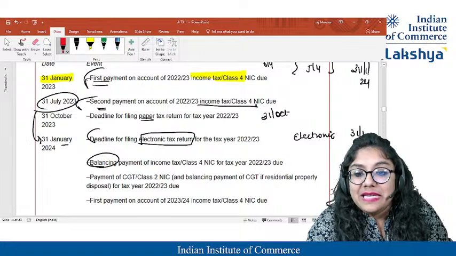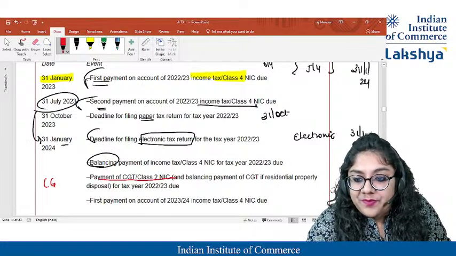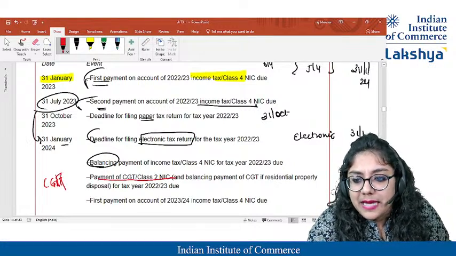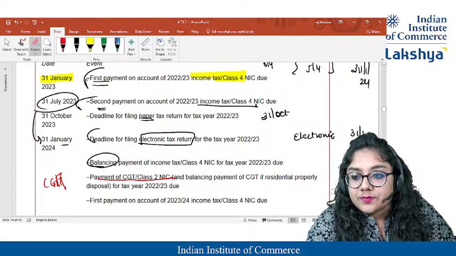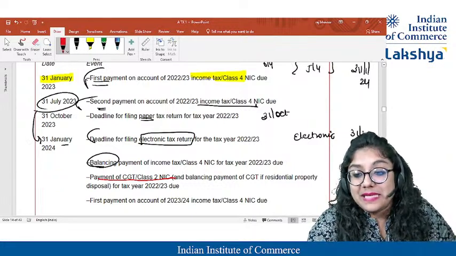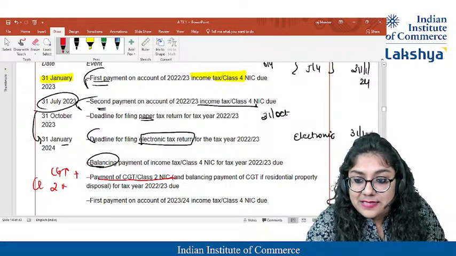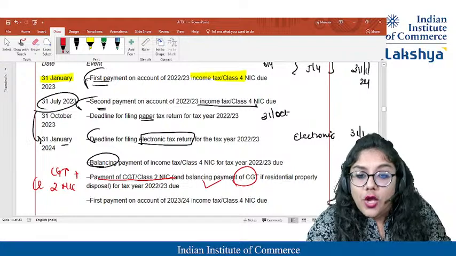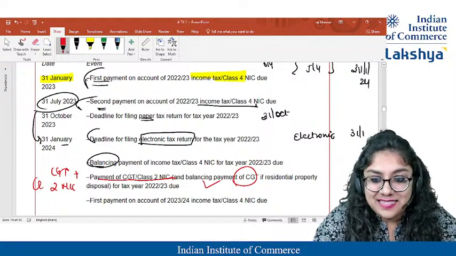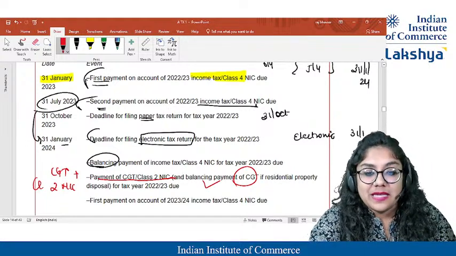But if I'm having any payment of CGT, plus if there are capital gains taxes, plus any class 2 NIC, then it's okay, you can directly pay on the last date. There is a post payment or second payment or whatever is due.